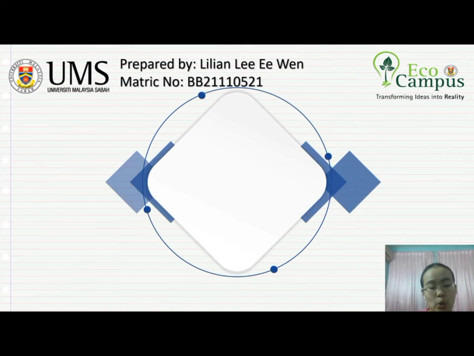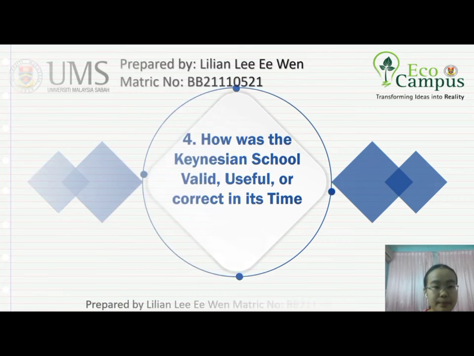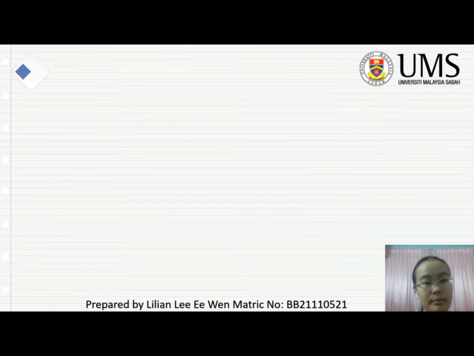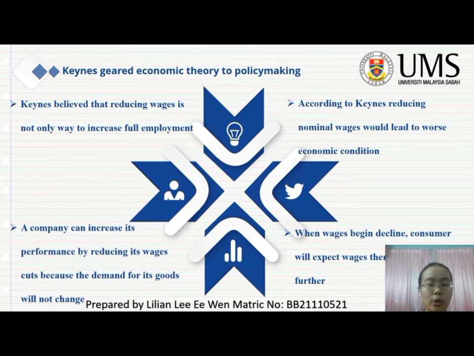Now I want to continue my presentation with major question number 4. How were the Keynesian school's values useful or correct in its time? Keynes brought economic theory to policy making. He believed that reducing wages is not the only way to increase full employment.